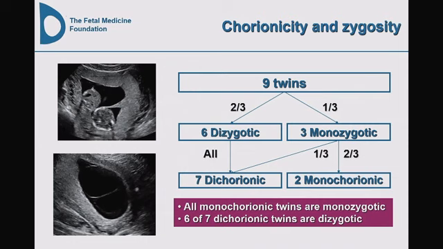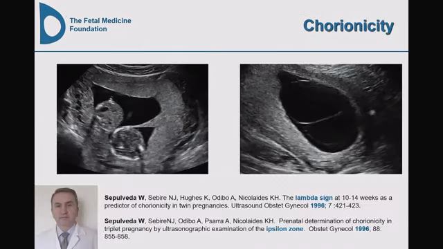And now if I want to summarize and take an example, if I take 9 pairs of twins, 2/3 will be dizygotic and 1/3 will be monozygotic. All dizygotic twins will be dichorionic, whereas 1/3 of the monozygotic twins will be dichorionic and 2/3 will be monochorionic. And therefore, all monochorionic twins are monozygotic, and 6 of the 7 dichorionic twins are dizygotic. And let me go through the history with you.